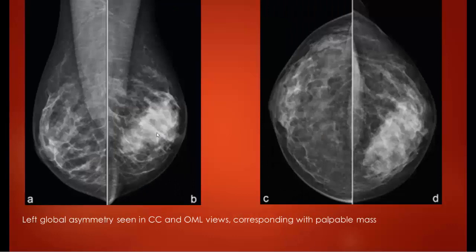This is diffuse dense breast, global asymmetric density of case of fibrocystic change. Areas of focal asymmetric density, multifocal area in the left breast, one of presentation of fibrocystic change. Left global asymmetry seen in CC and MLO corresponding to palpable mass of fibrocystic change.